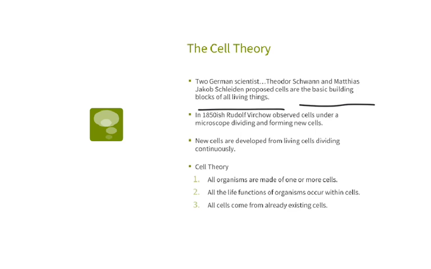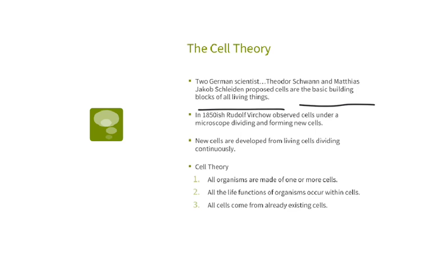His name is Rudolf Virchow, and he observed cells under a microscope, and what he saw was something super crazy that people at the time were really hesitant on thinking about. He saw that all of these living cells were dividing, and they were continuously dividing. So he kind of proposed this idea that new cells are developed from living cells, and they divide continuously. So cells have so much time, and then they divide to create new cells that do that same job or that same function.